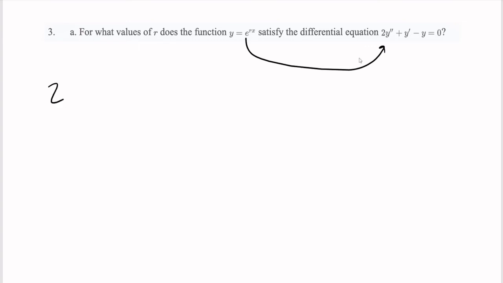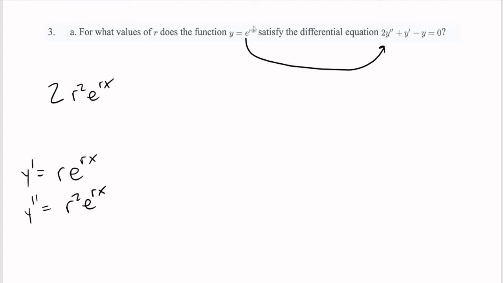So this gets plugged in. So 2 y double prime, I got to do that. So let's do y prime. We can do it down here. This is y double prime, so I got to do it twice. y prime is r e to the rx. y double prime equals r squared e to the rx. Okay. So then what was y double prime? Okay, that was r squared e to the rx.